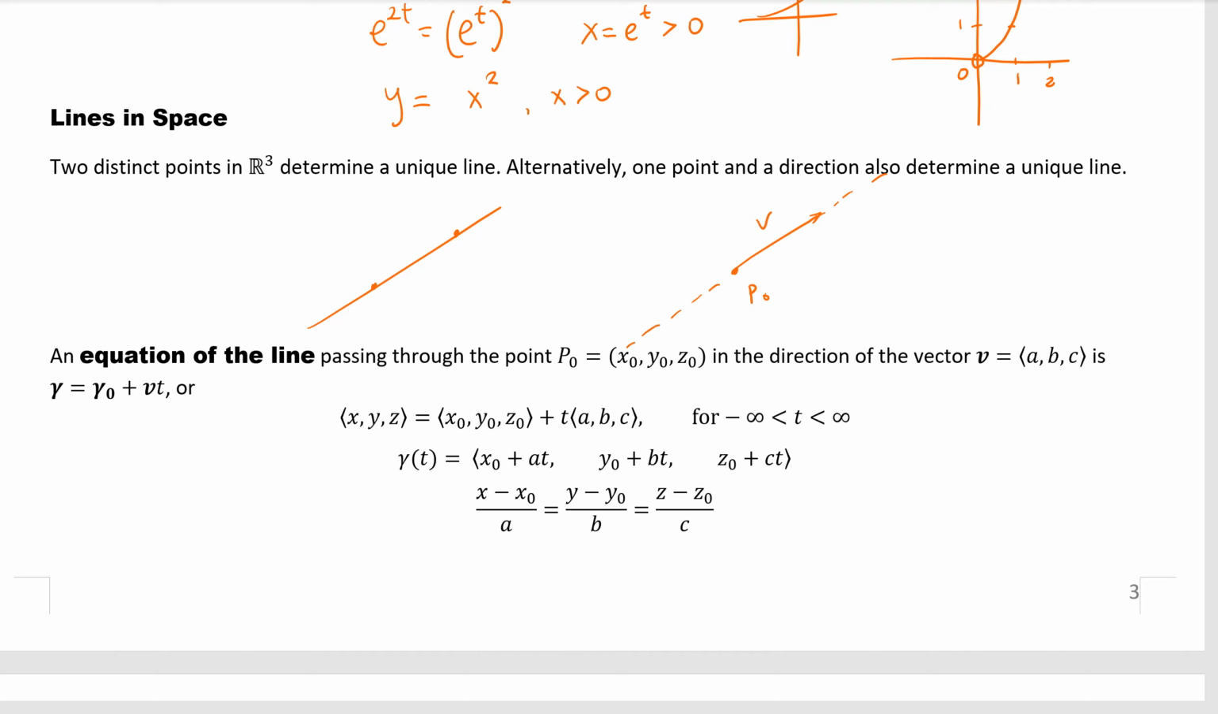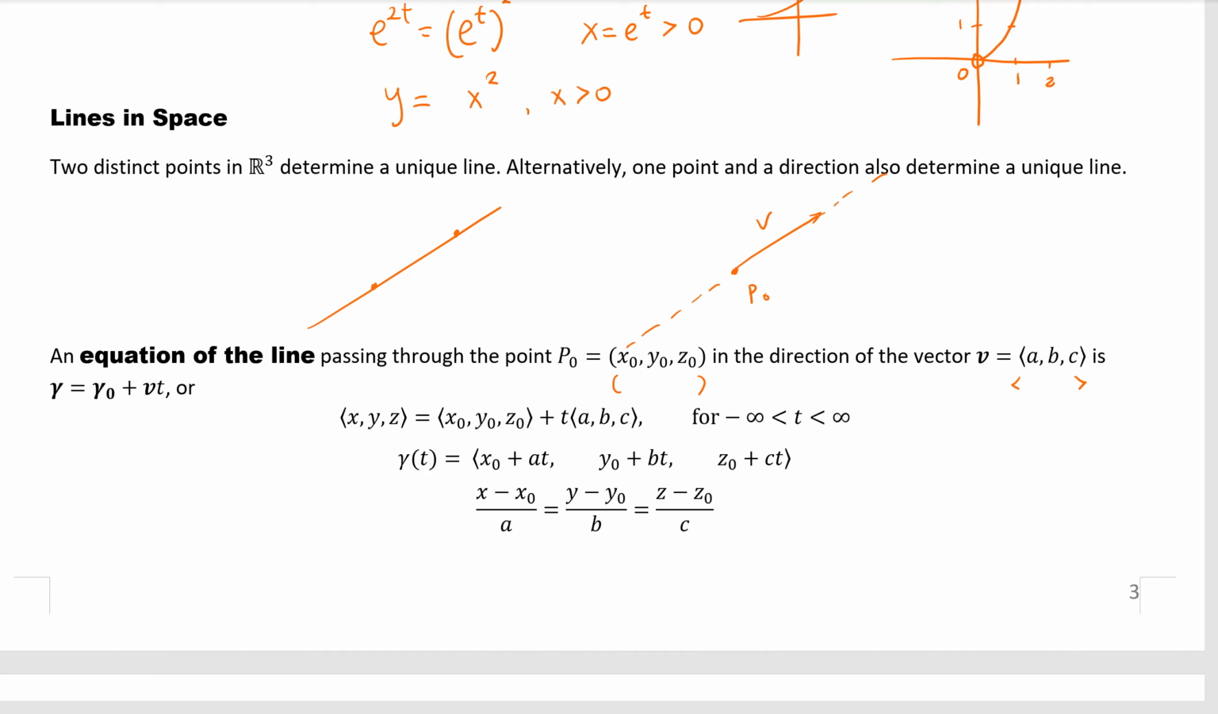So far so good, everybody? Okay, so an equation of the line passing through the point P0, that's x0, y0, z0, in the direction of the vector v equals ⟨a, b, c⟩. See, for points we use parentheses to denote. For vectors we use angle brackets to denote.